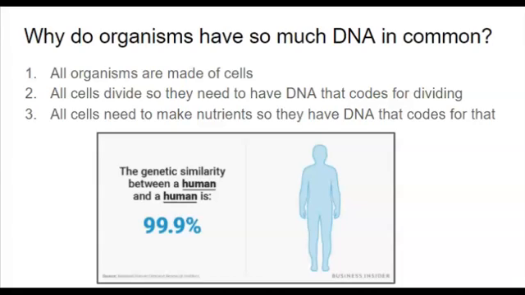Second reason, all cells divide. So every single cell has to have DNA that has the instructions on how to divide. And the third reason, all cells need to make nutrients, right? They need to be able to process sugar and convert it to energy. So they've got to have DNA that codes for how to do that. So these are our 3 reasons. All organisms are made of cells, all cells divide, and all cells need to make nutrients.